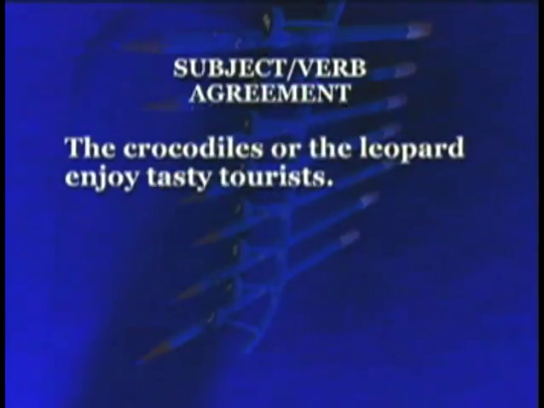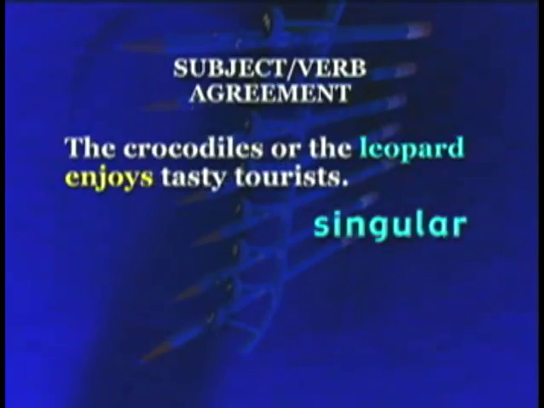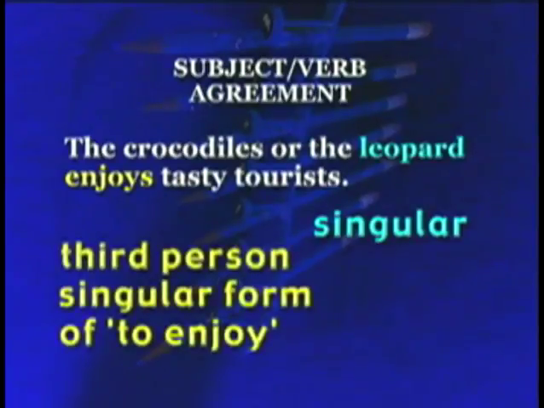Now if we switch things around and change the order of the subjects, well, we have to switch the verb to match. We could also say, the crocodiles or the leopard enjoys tasty tourists. Now that the singular leopard is closer to the verb, we should change the verb to its singular form, enjoys.